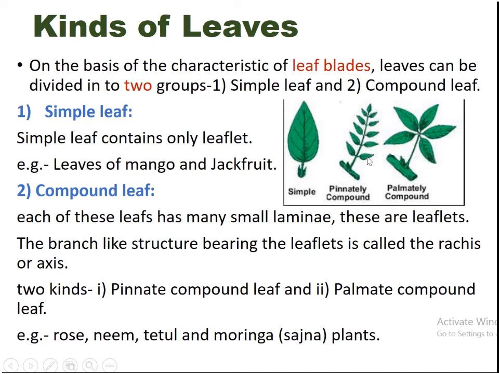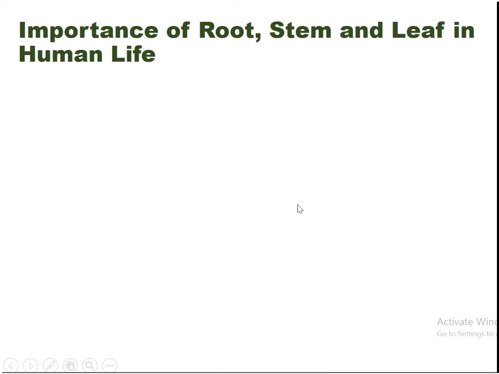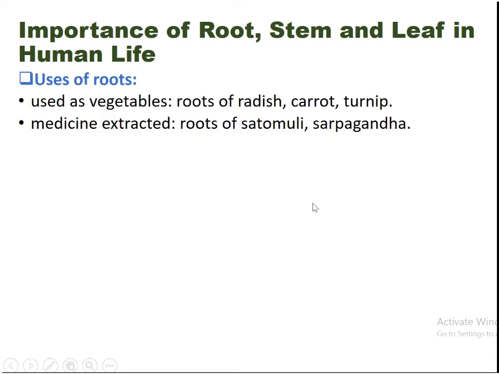Examples of pinnately compound leaves are neem and tetul. Examples of palmately compound leaves are cannabis and silk cotton. Now let's talk about the importance of root, stem, and leaf in human life. We depend on plants in many ways. Plants provide us food, clothes, house building materials, medicine, so many things. Even the things we get from animals are indirectly contributed by plants.